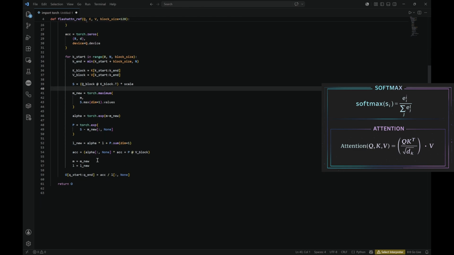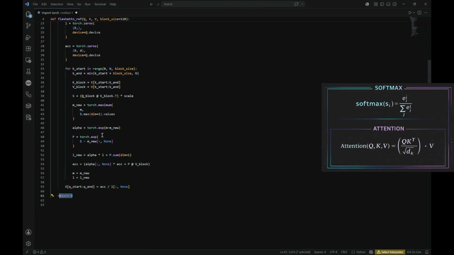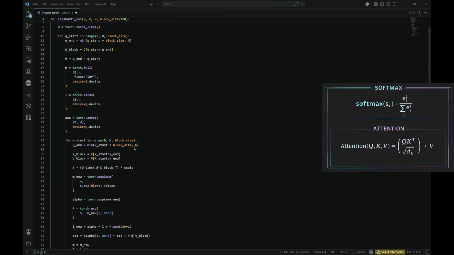After this inner loop is done, we write O with Q start and Q end as the accumulator divided by L. And then we return that output matrix. And then we have finalized all the chunks, such that O contains the output for each of those respective chunks.